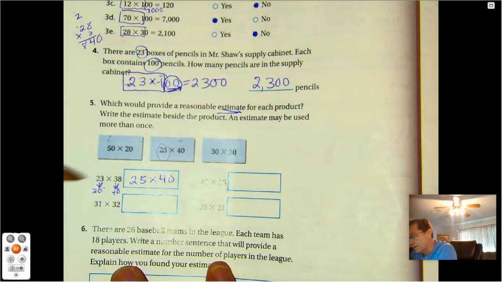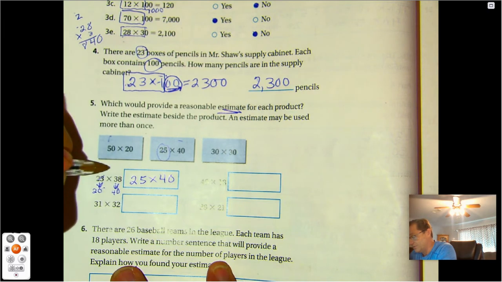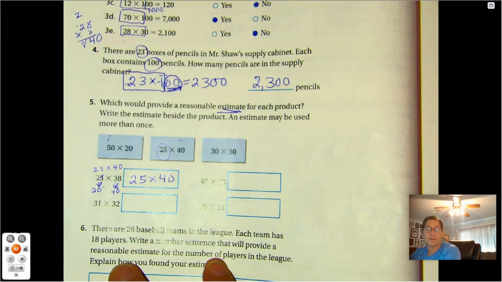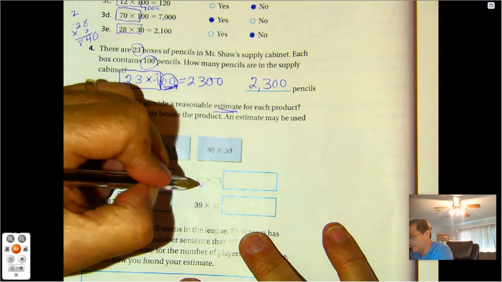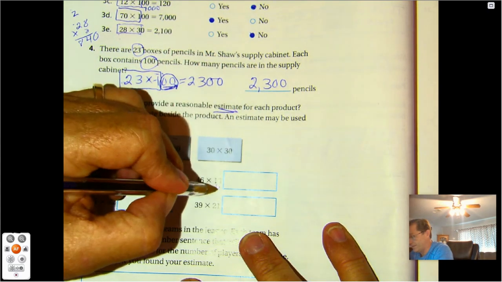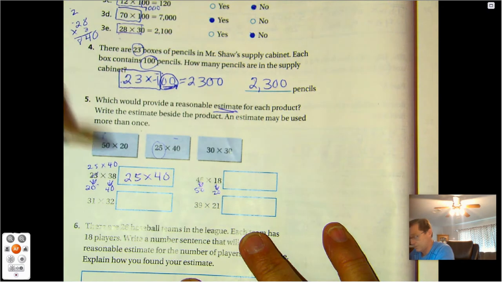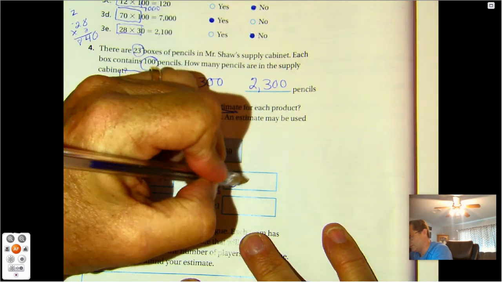So they actually use compatible numbers for the first one. This next one, if we round 46 up, we get 50. And if we round 18 up, we get 20. So 50 times 20, I see that as a choice.